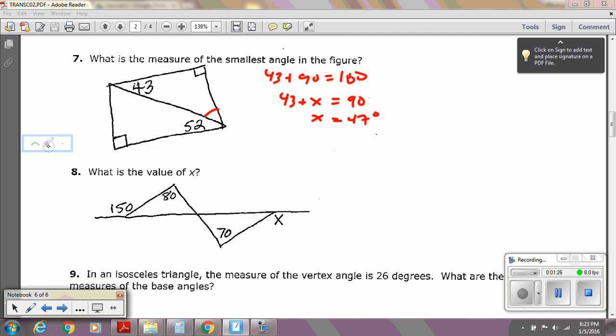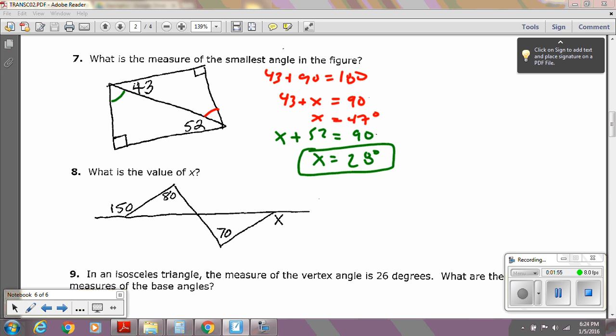And then I can do the same thing for the other triangle. I have 90 already, so that's half of 180. The other two angles should represent 90 as well. So I know that x and 52 will give me 90. So subtract 52 from 90, and that would leave me with 28 degrees. So the smallest angle is the angle that I just found, which is 28 degrees.